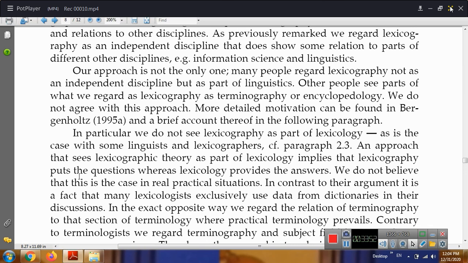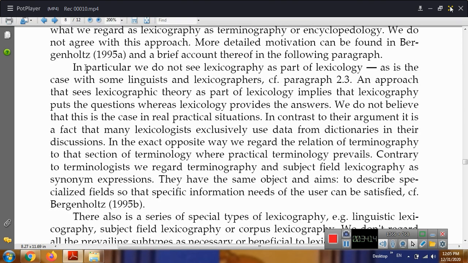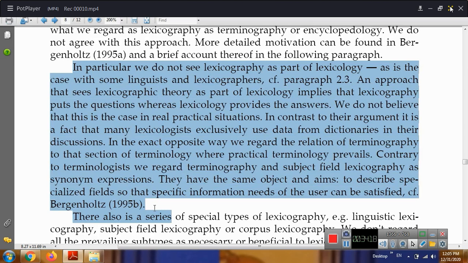Other people see part of what we regard as lexicography as terminography or encyclopedology. We do not agree with this approach. More detailed motivation can be found in Brecht's work and a brief account thereof in the following paragraph. In particular, we do not see lexicography as a part of lexicology, as is the case with some linguists and lexicographers. An approach that sees lexicographic theory as a part of lexicology implies that lexicography puts the questions, whereas lexicology provides the answers. We do not believe that this is the case in real practical situations.